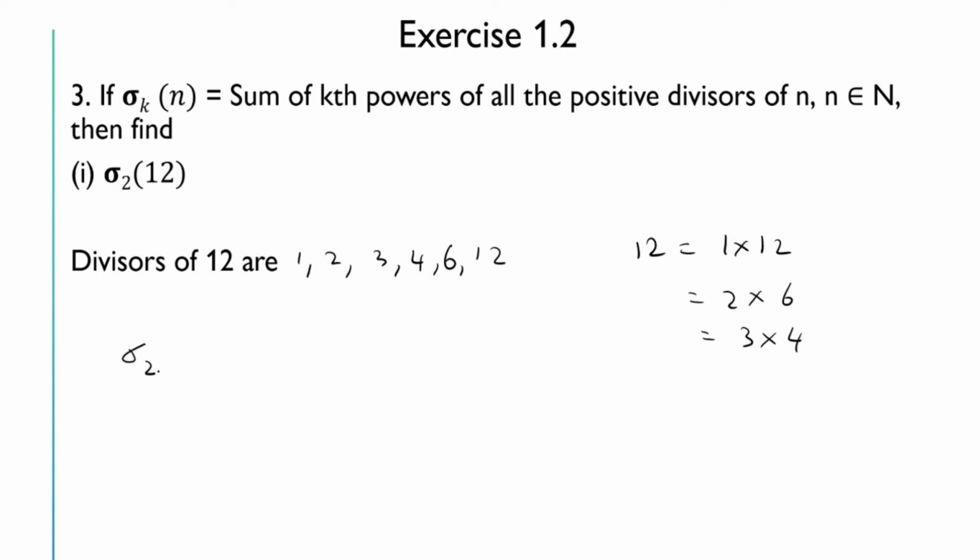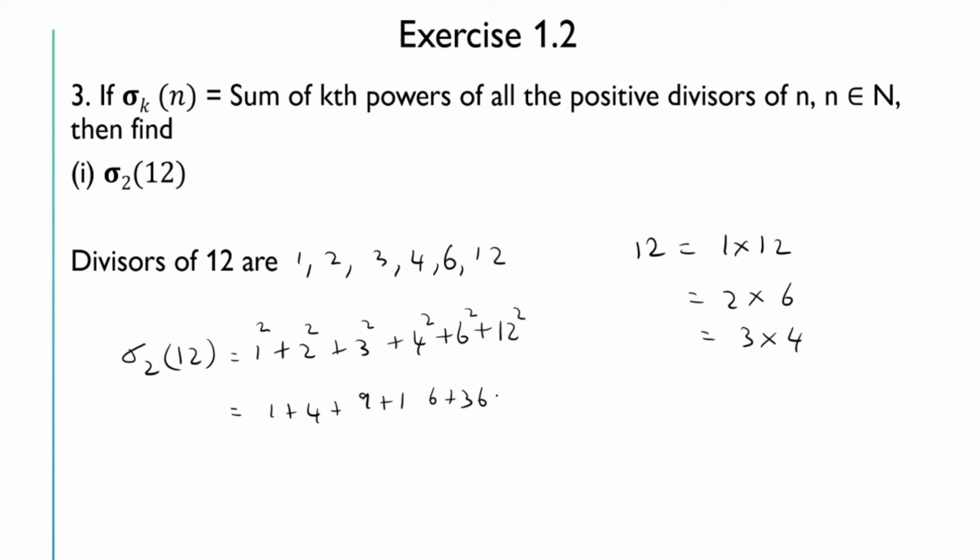So sigma 2 of 12 is the sum of squares of all these numbers. That is the sum of kth powers of all the positive divisors. Since it is given 2 here, sigma 2 of 12 will be 1 square plus 2 square plus 3 square plus 4 square plus 6 square plus 12 square. So this is 1 plus 4 plus 9 plus 16 plus 36 plus 144, which is equal to 210.